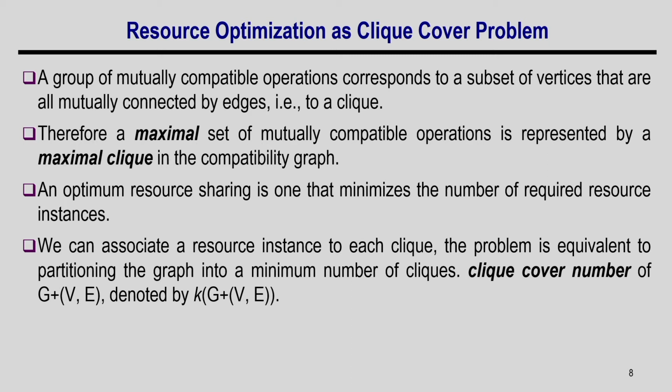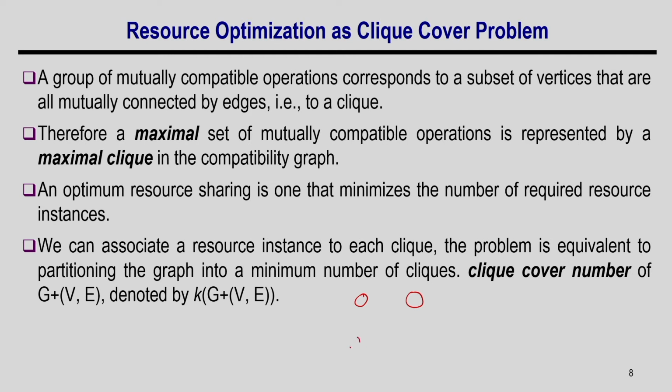Let us understand why I am saying that. What I have discussed so far is that if 2 operations are in different timestamps, they are compatible with each other. What does it mean? These 2 operations can be mapped to the same FU. What about 3 operations? If there are 3 operations and they have an edge between all of them, that means they are all compatible with each other, so I can assign all these 3 operations to a single FU.